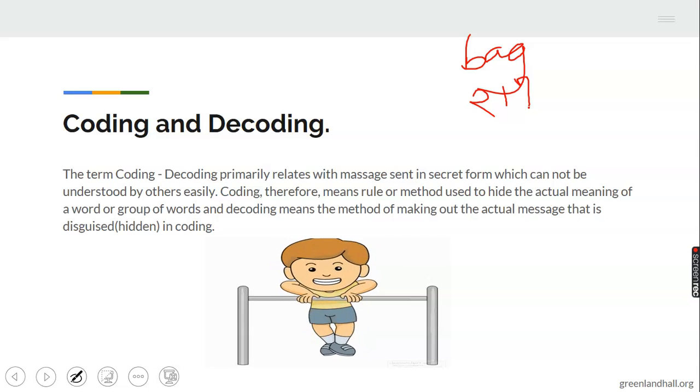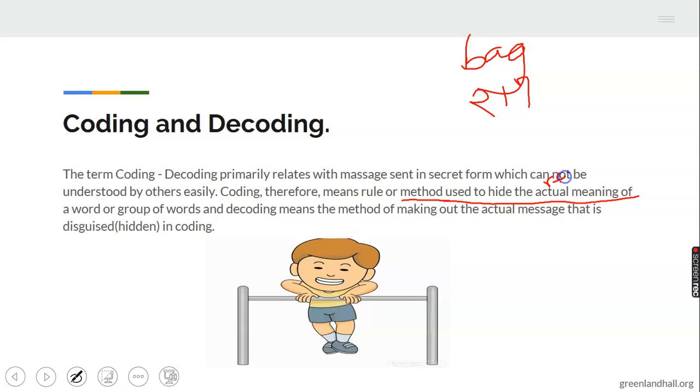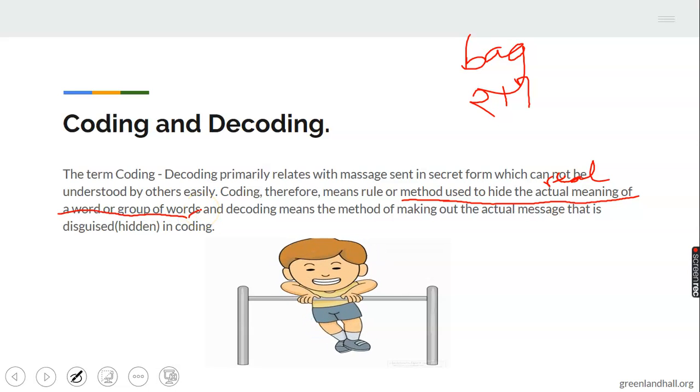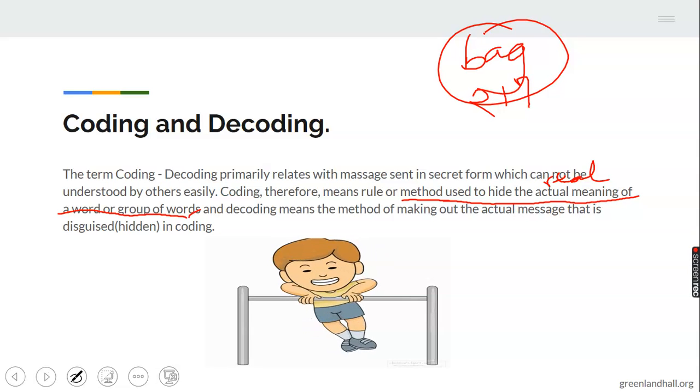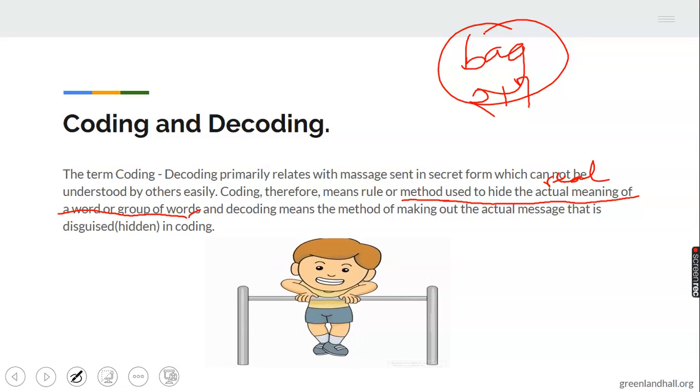That's what coding is. So coding, therefore, means a rule or method used to hide the actual meaning. You know, actual means a real meaning, the actual meaning of a word or group of words. Sometimes this one is one word. Sometimes it could be a group of words, like a sentence that someone is hiding. Is that okay? So coding means you hide the actual meaning of a group of words.